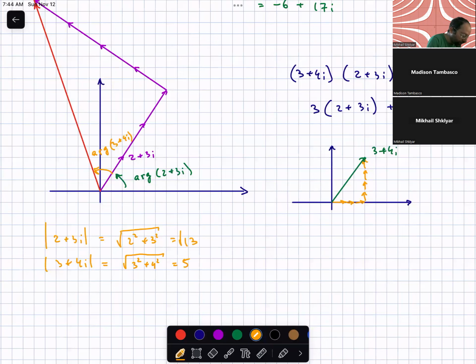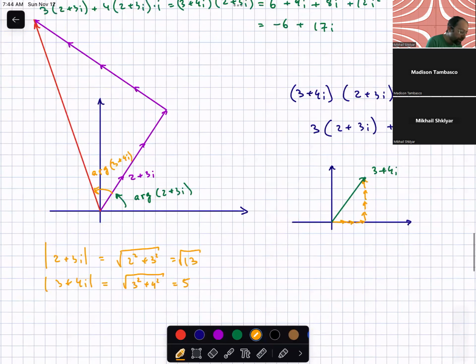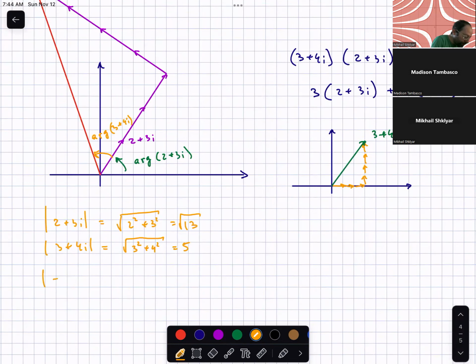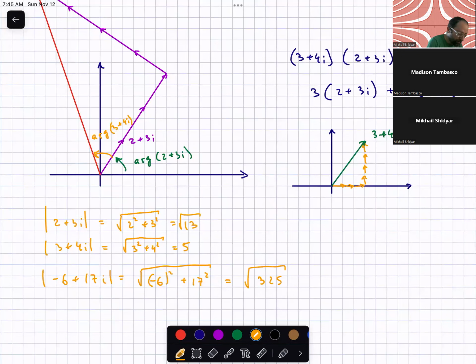So, sorry, let's see what happens when I take the magnitude of negative 6 plus 17i, their product. The magnitude of negative 6 plus 17i is the square root of negative 6 squared plus 17 squared. 17 squared is 289, and negative 6 squared is 36. So I have 289 plus 36, which I think is 325.